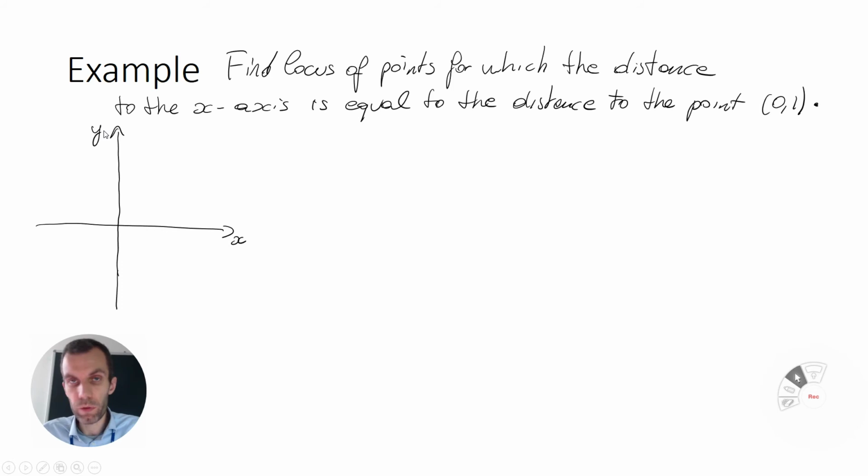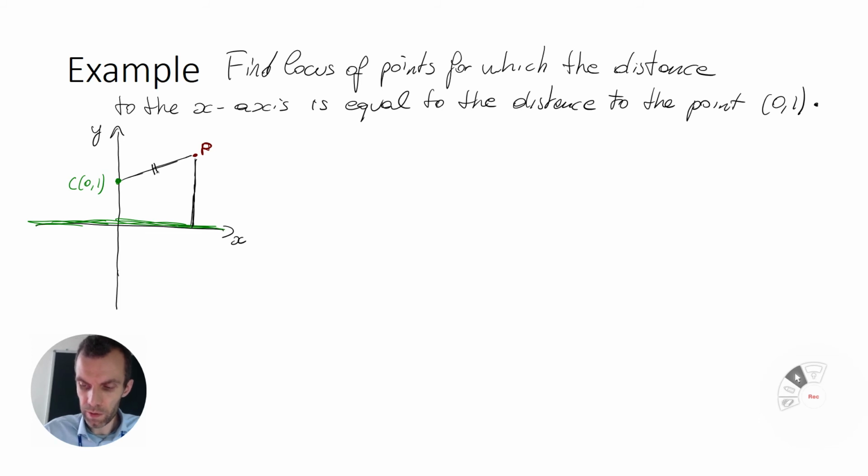So we have a couple of things that we can put on the figure. So we have the point (0, 1) here. Let's call that C, C(0, 1). And we also have the x-axis that's going to play an important role. So let's indicate that as well. And now we want to find the equation for all the points P, let's call them P like this, for which the distance to C is equal to the distance to the x-axis.